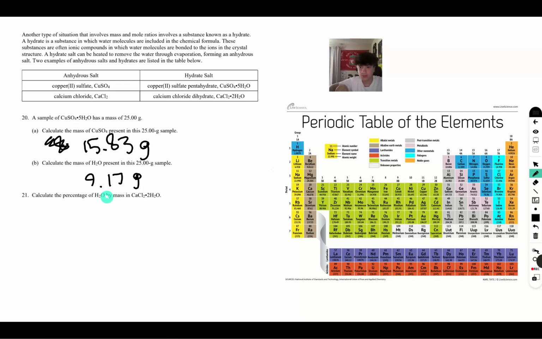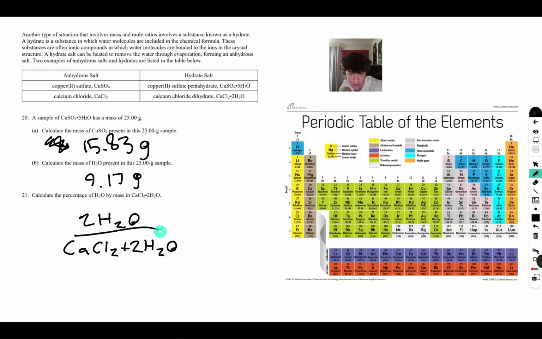And question 21 is similar, but it asks us to calculate the percentage of H2O by mass. So it's the same thing. It's actually a little bit easier because you don't have to find the mass in a particularly sized sample. So all you have to do is use CaCl2 plus 2H2O. There it is. That's the equation. Let's plug in our values.